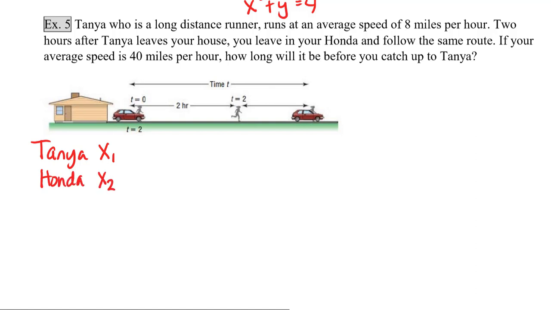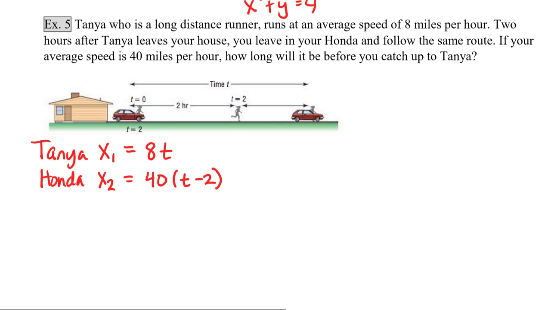and then we have our Honda, and we'll say that distance is x2. Now remember that rate times time is equal to distance, so for Tanya, who has a rate of 8 miles per hour, her distance is going to be 8t. Now the Honda drives at 40 miles per hour, but remember that it starts driving 2 hours after Tanya starts. So I need to multiply this by t minus 2. So that way when t is equal to 2 hours, the Honda's position is going to be at 0.